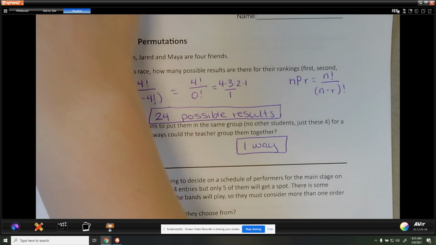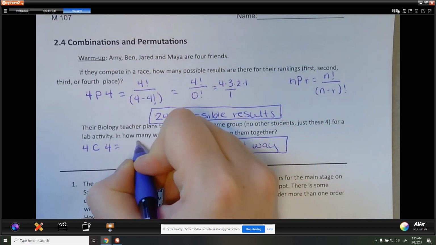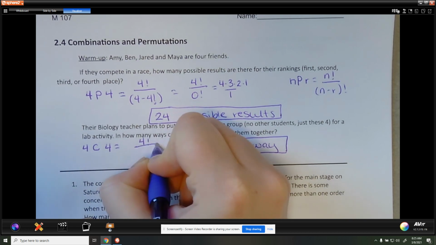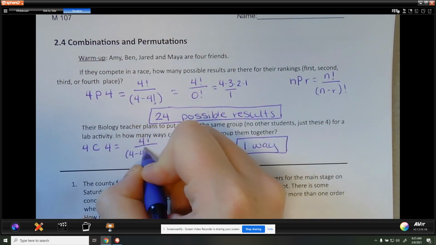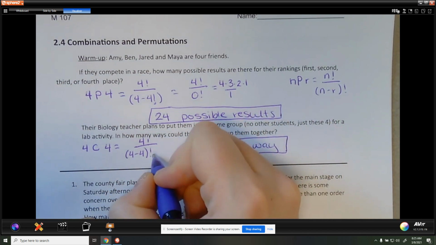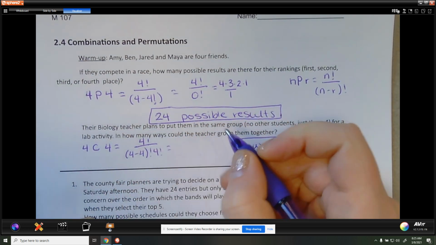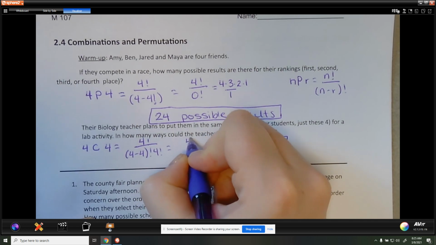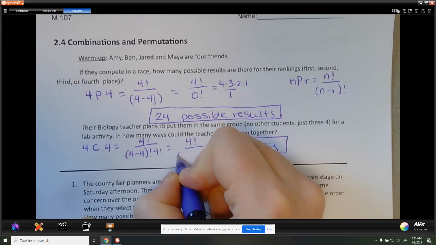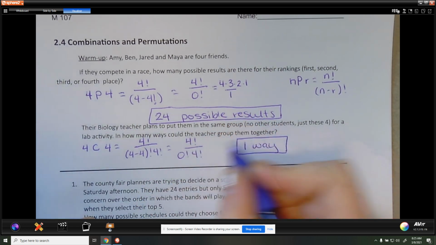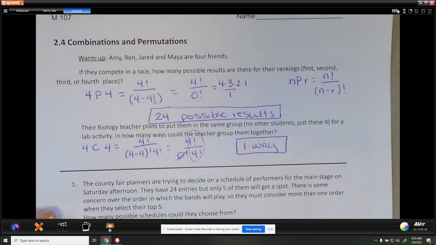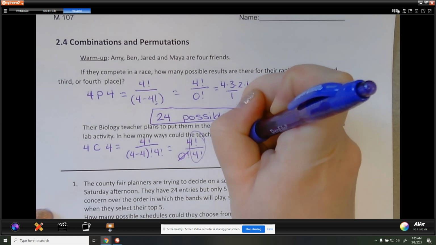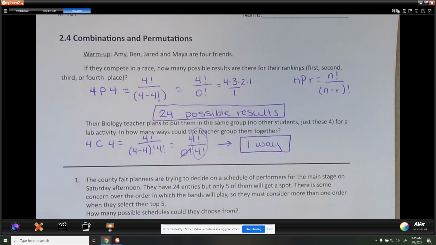Our formula for a combination is 4 factorial over (4 minus 4) factorial times 4 factorial. So this would be 4 factorial over 0 factorial times 4 factorial. 0 factorial is just 1, so I'm going to eliminate that. We still get 4 factorial over 4 factorial, which is 1 way.